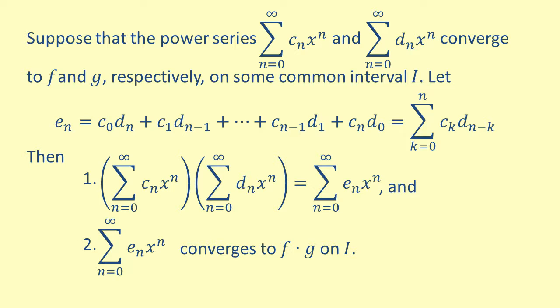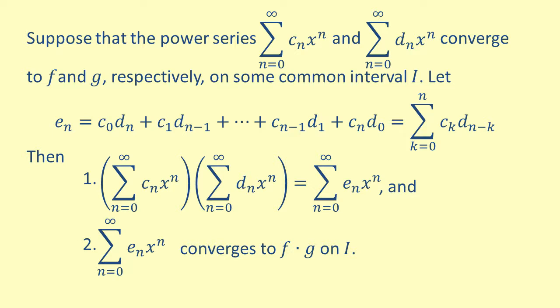The first is that the product of the sum from n equals 0 to infinity of c sub n times x to the n and the sum from n equals 0 to infinity of d sub n times x to the n is equal to the sum from n equals 0 to infinity of e sub n times x to the n. The second is that the power series given by the sum from n equals 0 to infinity of e sub n times x to the n converges to f times g on the interval I.